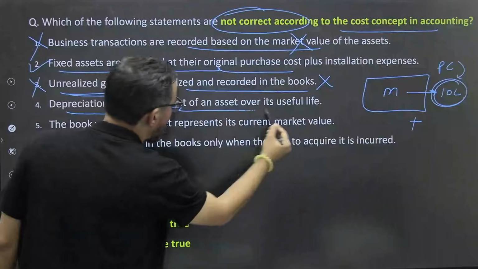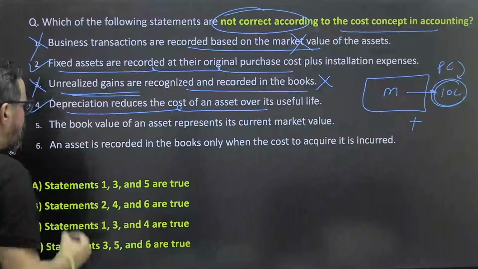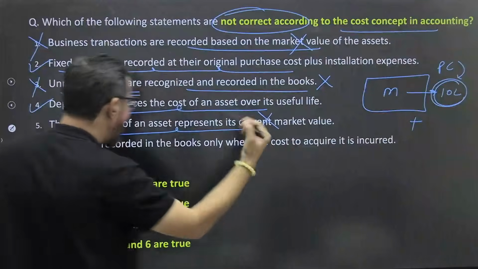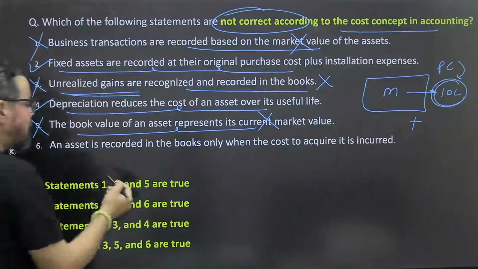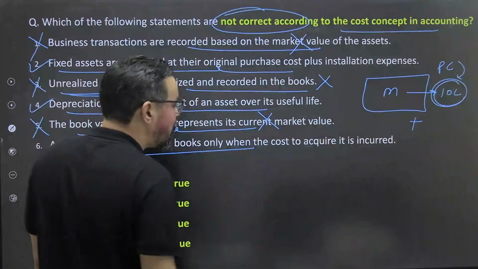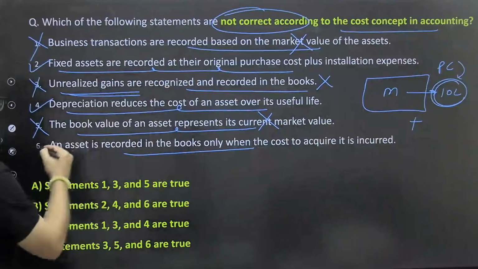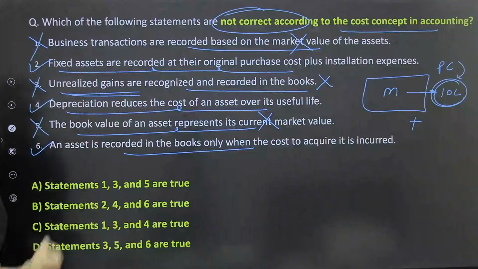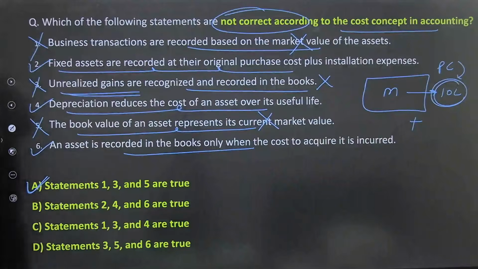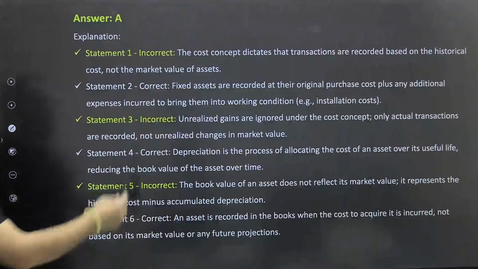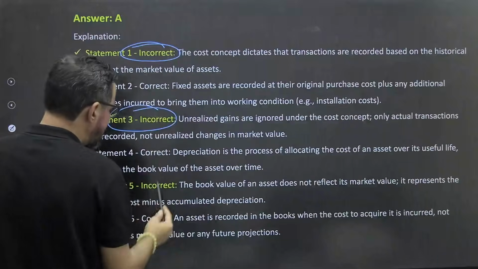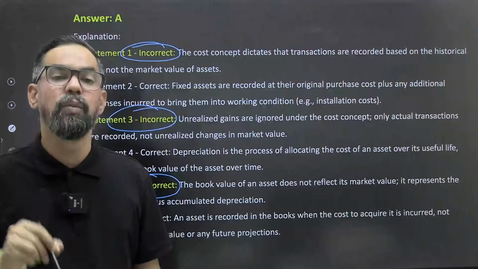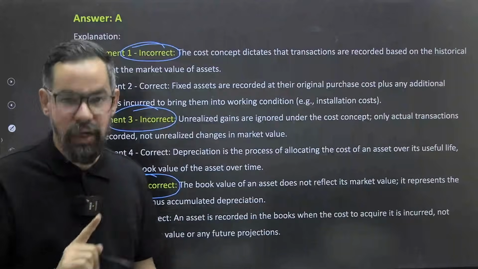Depreciation reduce the cost of an asset over useful life, 100% true. Book value of an asset represent the current market value. No, current market value can be different from the book value. An asset is recorded in books only when the cost to acquire it incurred. Yes. So we have to find out incorrect statement means 135. 135 means option A only will be right answer for this particular one. So these are the incorrect statement. Rest all are fine, and you get 2 marks for this particular one. But before that, you have to build your concept around these accounting concepts and conventions.